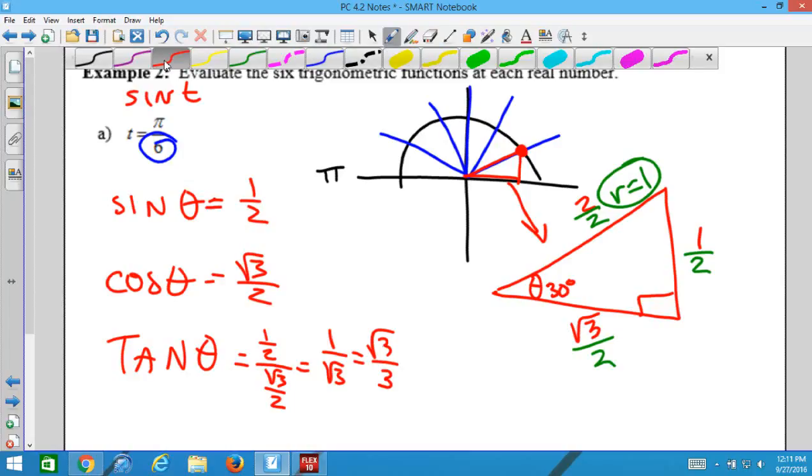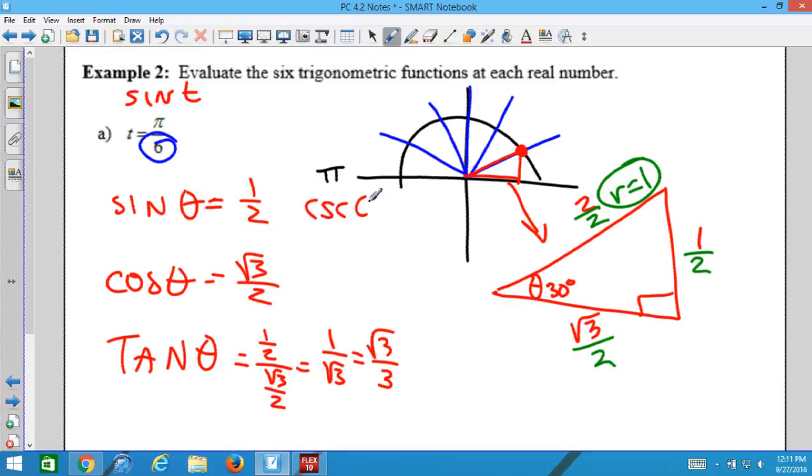We also had to do the other 3, so we're going to flip all these. So cosecant is 2. Secant. Good. 2 radical 3, and you can say square root 2, that's also fine. And then cotangent.